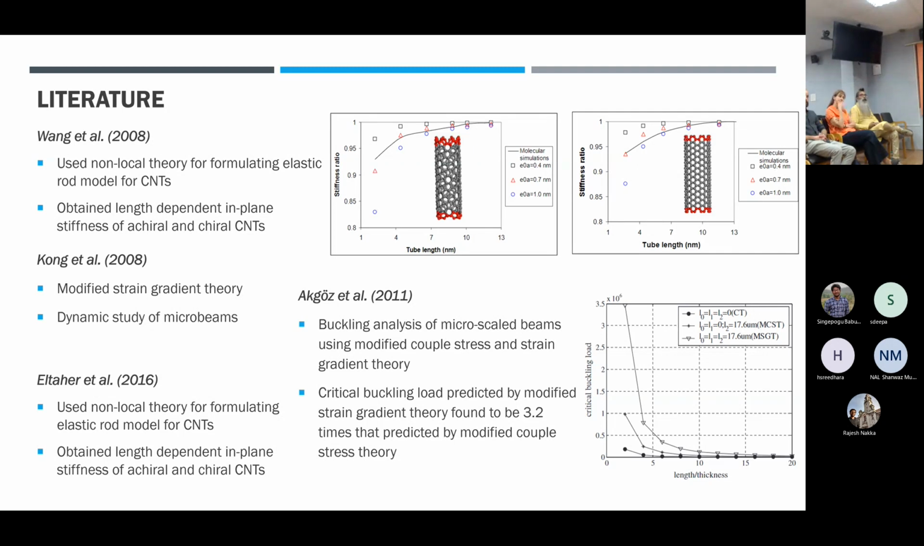So again, here for the critical buckling load, as you can see in the graph, we have the classical theory where these length scale parameters are taken to be 0. So classical theory gives a very low buckling load compared to the strain gradient theory or coupled stress theory. Again, this is dependent on thickness. As you go for a smaller beam thickness, you see that the differences between classical theory and the strain gradient theory are much higher, and for bigger thickness values, these differences are not that much.